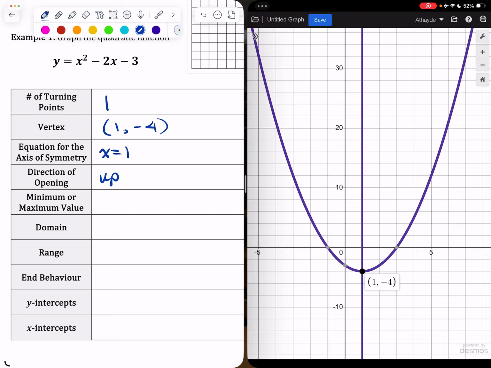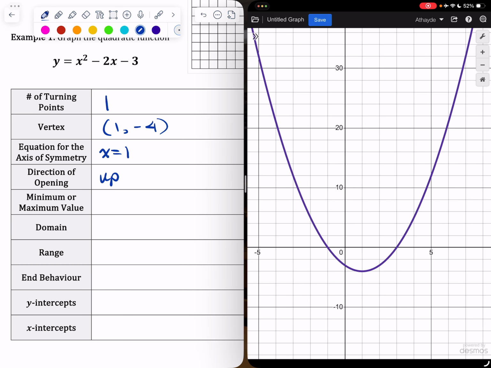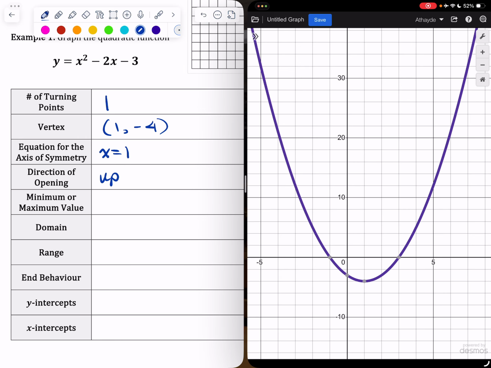Does it have a maximum or a minimum? Let me just get rid of this axis of symmetry. There we go. Does it have a lowest point or a highest point? Well, if somebody's riding this ride, they're pretty clearly going to reach a low before going all the way up. So this thing has a minimum. And more specifically, the minimum value of y is -4.